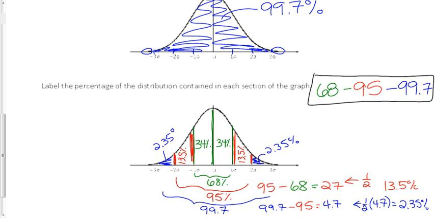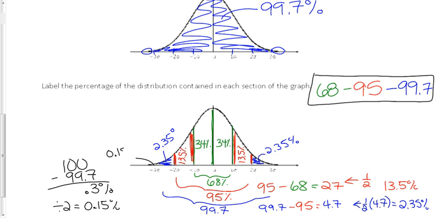So how much is left? Well, I had a total of 100%. I took away 99.7% of the data so far, so that leaves me with 0.3%. I have to then divide by 2, and that's 0.15%. So in each of these little tails on the end here, I just have 0.15% of all of my data in that little end.